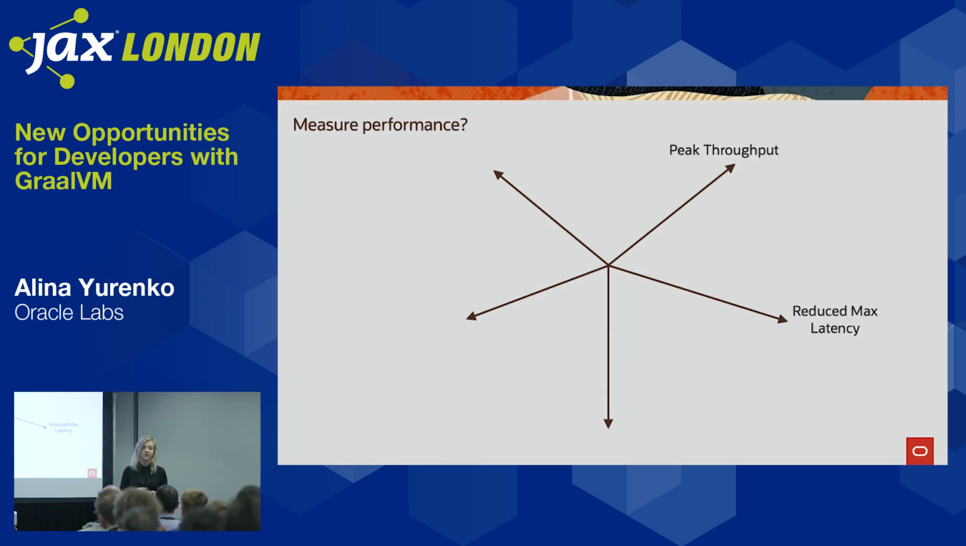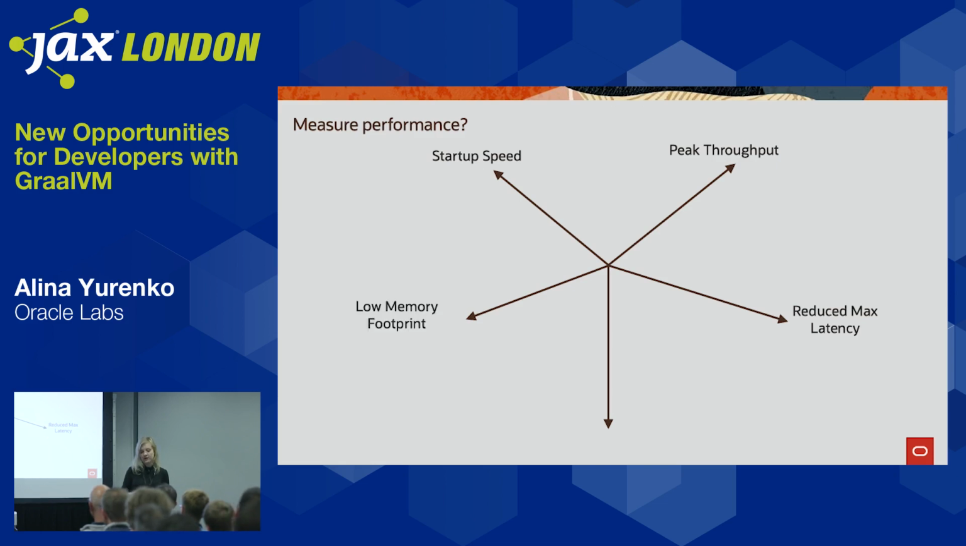Another one can be reduced max latency, so you can care a bit more about making sure that certain requests are handled in a reasonable amount of time. One more, which is maybe not so obvious, can be startup time. Sometimes you care about peak performance less, and would rather start something fast, get it done, finish it, and move on to the next thing. That is the case when you can care about startup performance more.